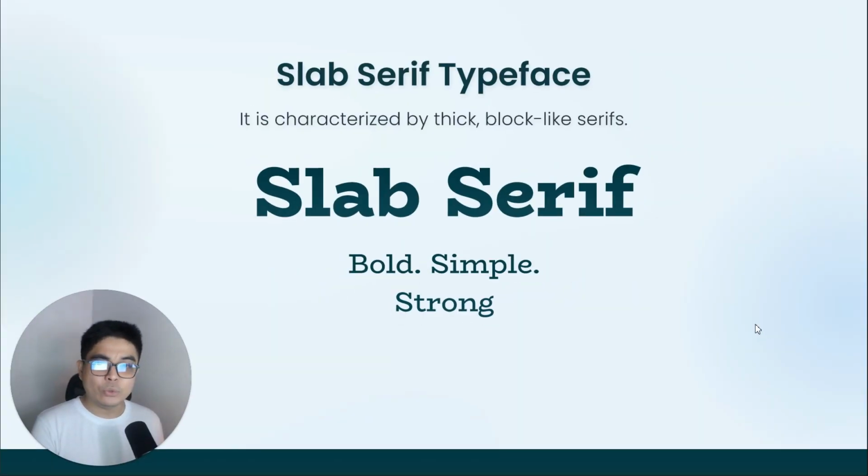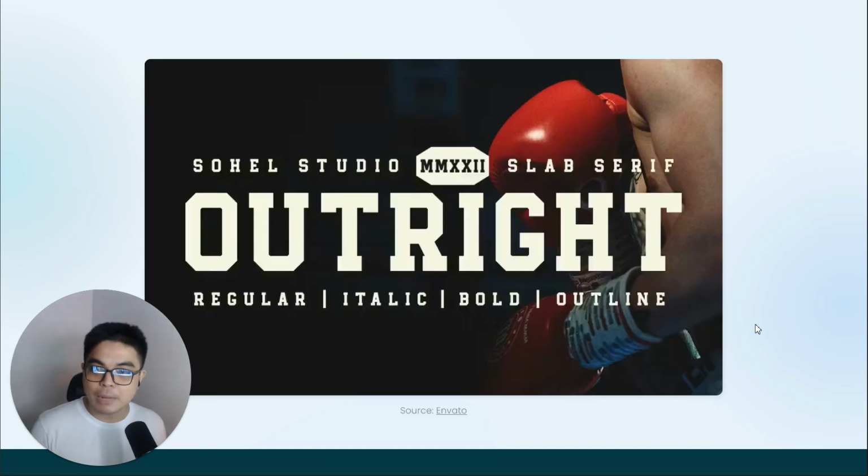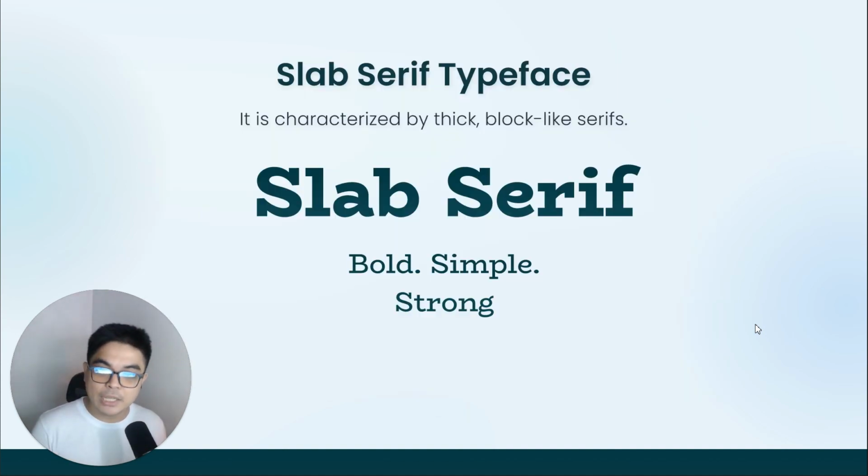And we have yung slab serif typeface. So this one, it is characterized by thick block-like serifs. Ang personality ng slab serif, this is bold, simple, and strong. And for you to appreciate it more, we have another example. Yan. So, ginamit siya sa isang picture ng isang boxer, no? Sa boxing na sports. You can use this more of like sa fitness, and again, sa mga sports and stuff. Basta, ang personality niya, it represents bold, simple, and strong.